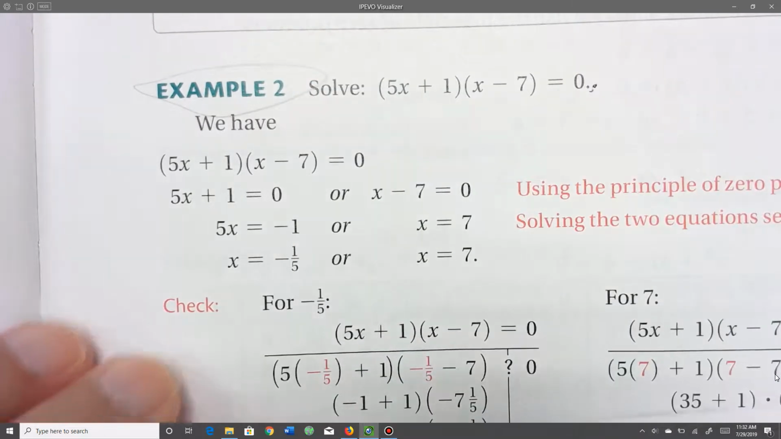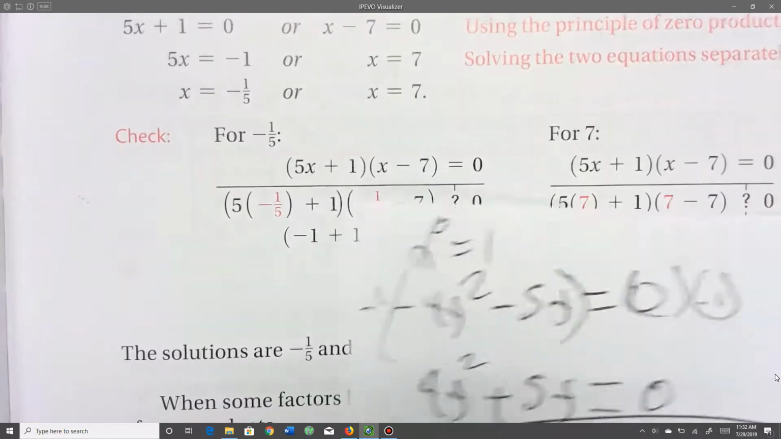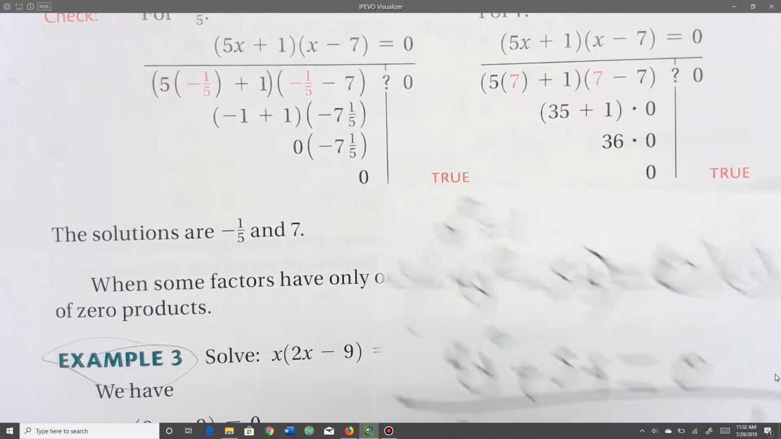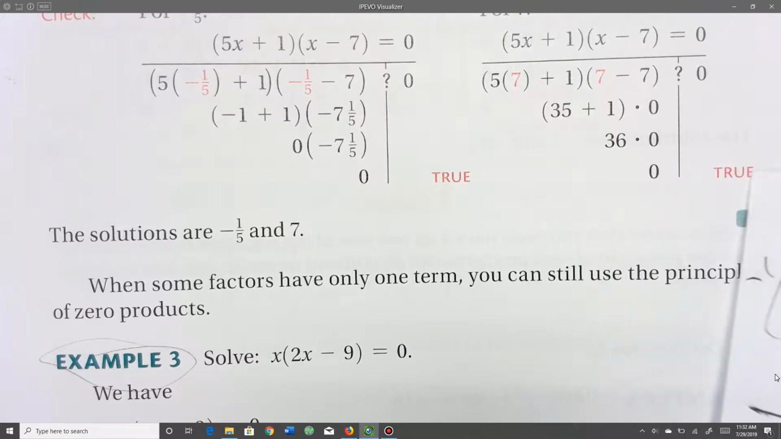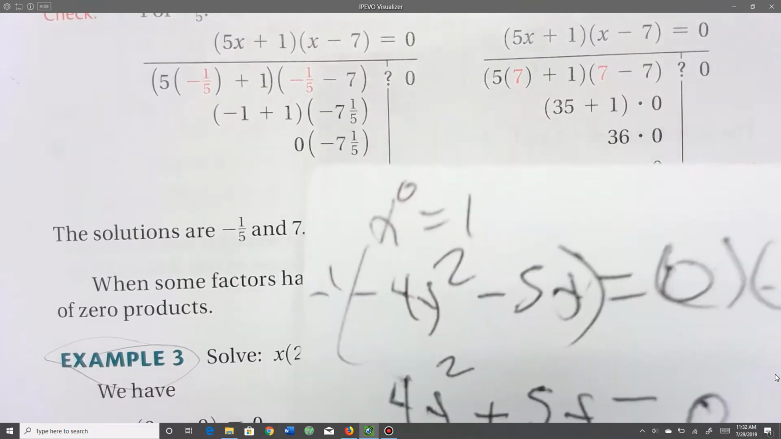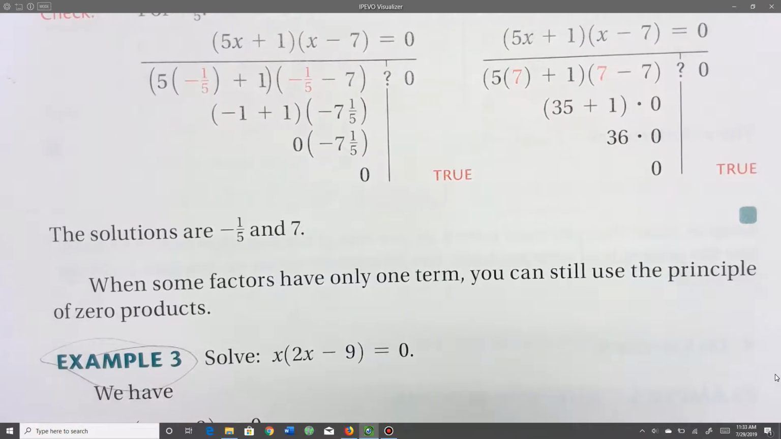And then just plug in the values you get, as a check. If it makes the equation true, then those are solutions of the equation, and your work is correct. Okay.